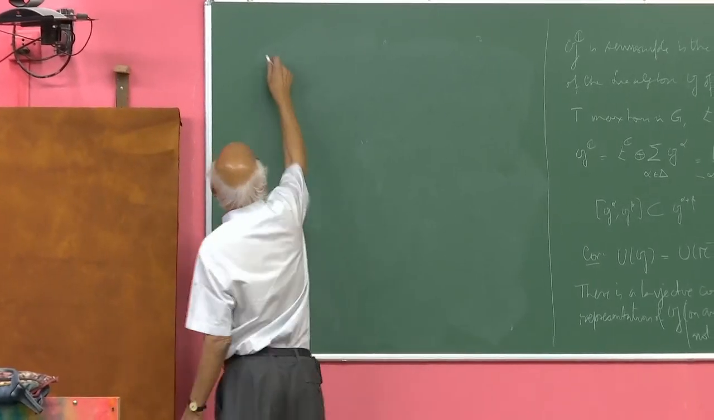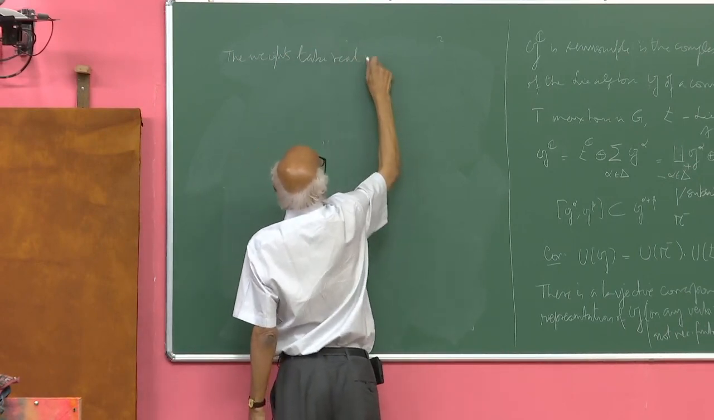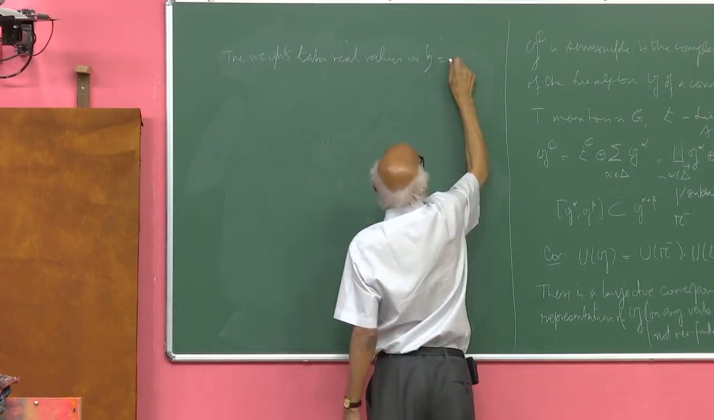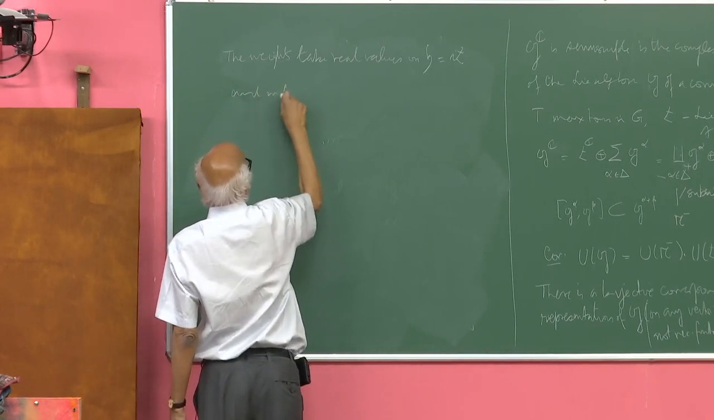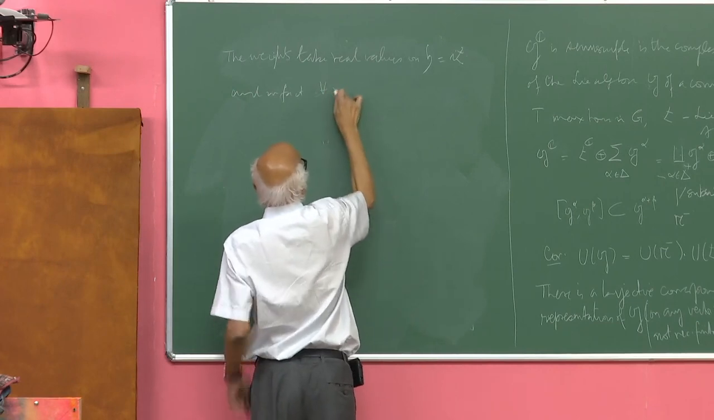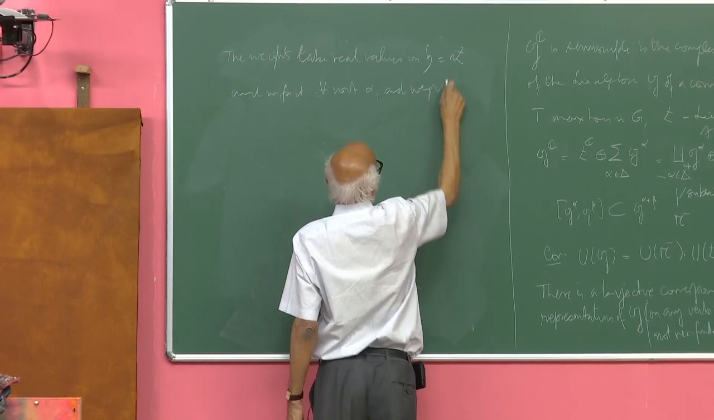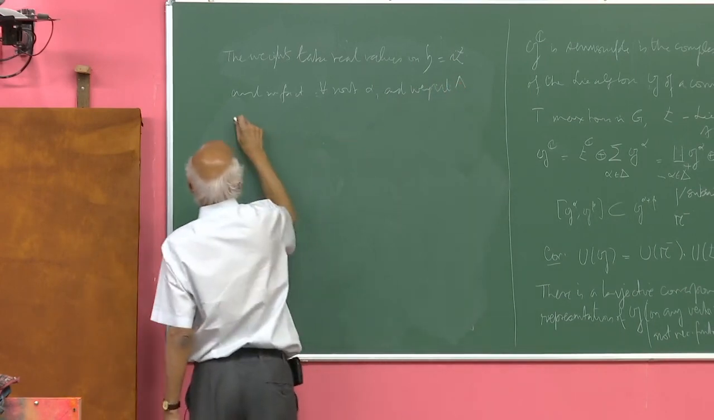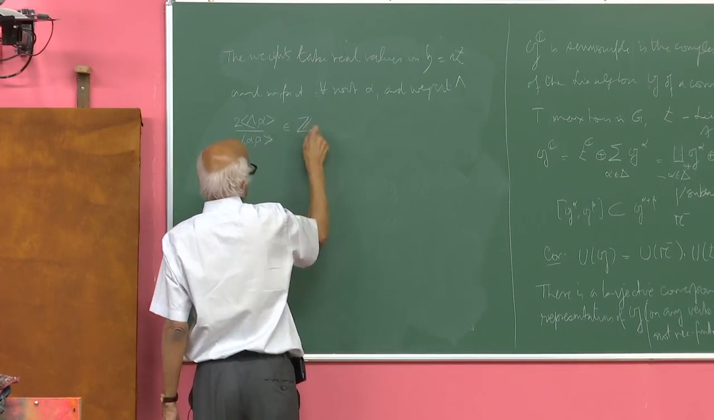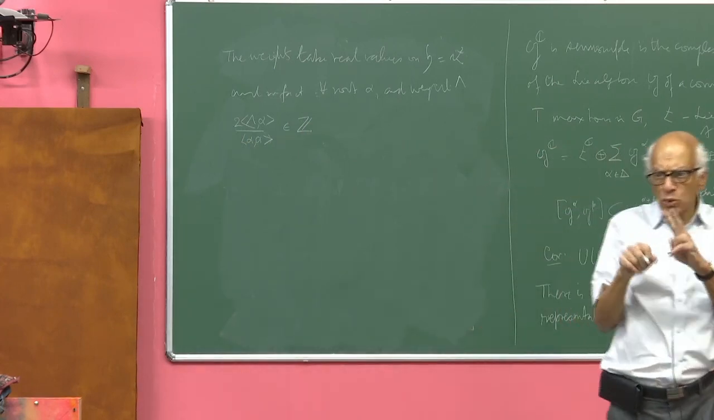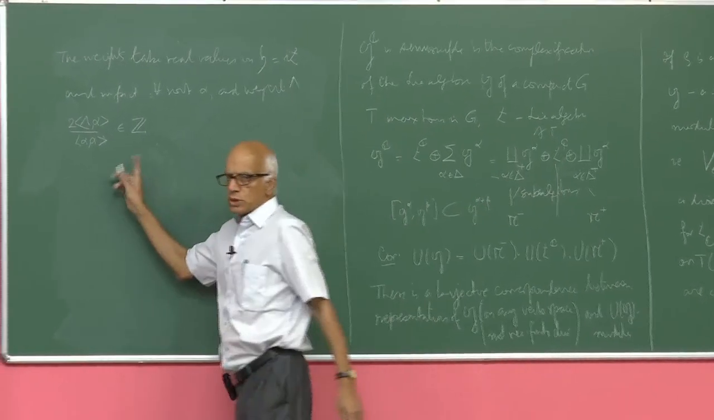Now, we know the weights take real values on H, which by definition is iT. And in fact, for every root alpha and weight lambda, 2 lambda alpha by alpha alpha is an integer. We have seen that by looking at the 2-dimensional representation of the 3-dimensional algebra given by G alpha, G minus alpha and H alpha. So we already proved this statement.